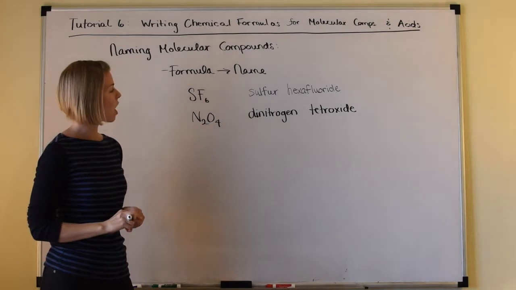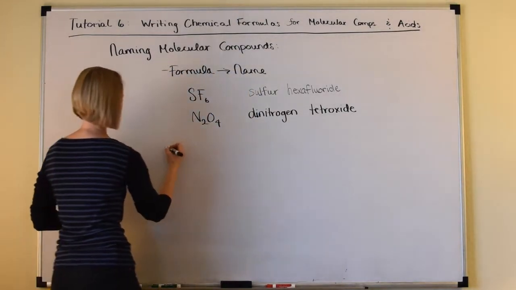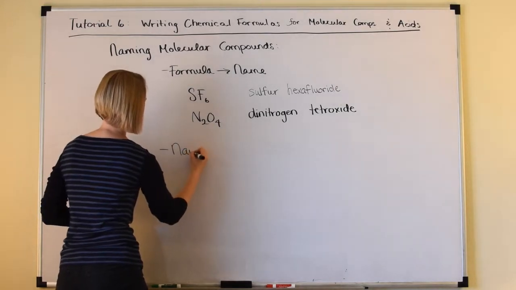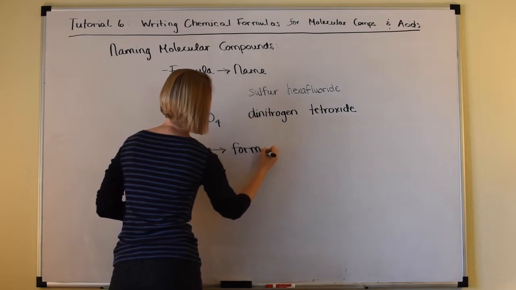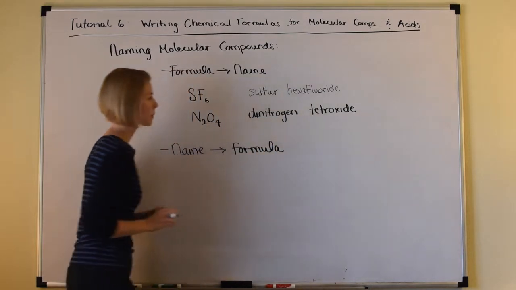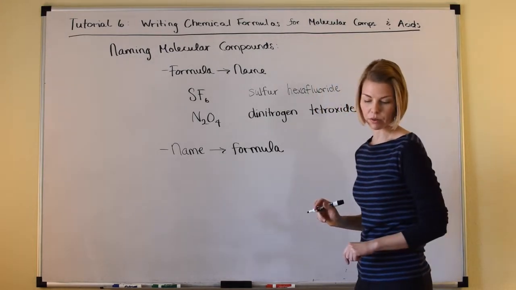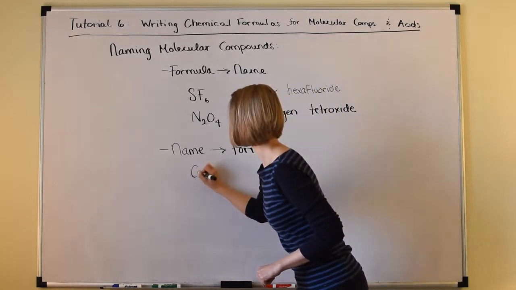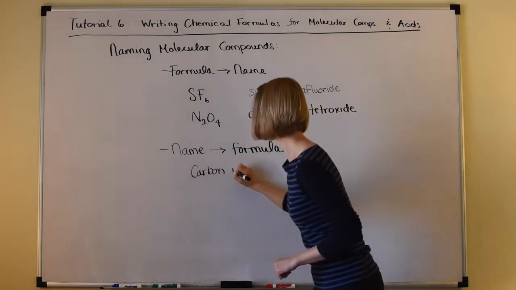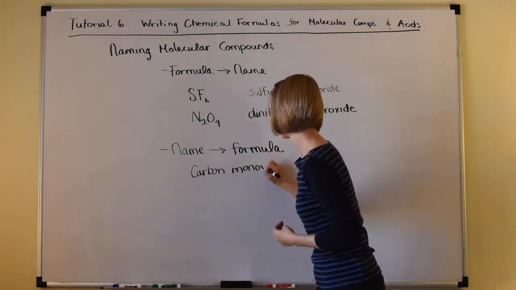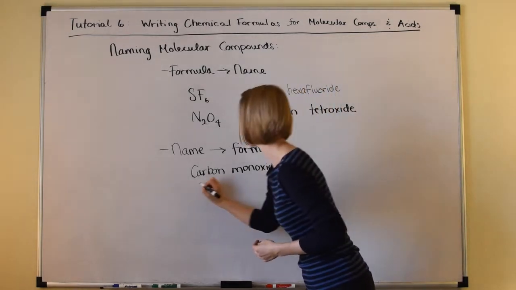All right, let's go on to converting a name to a formula. We'll go ahead and just do it here. Name to a formula. Okay. And I think this is a little bit easier. We'll just do the examples that are right in the notes. Carbon monoxide. And what's the other example? It is silicon tetrachloride.